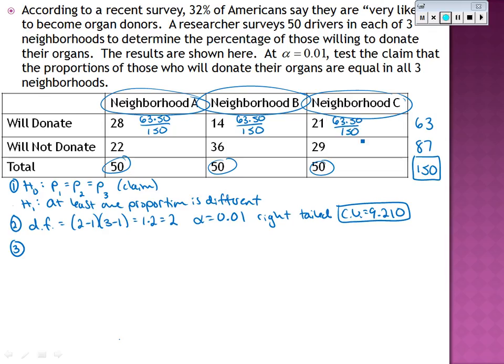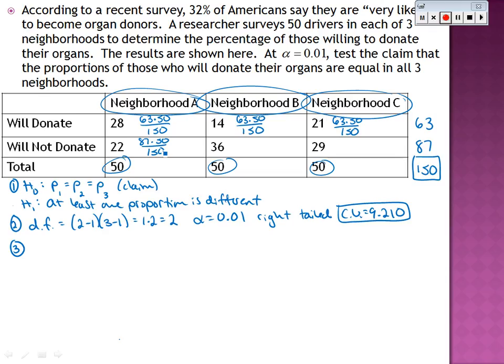Now, if you look at these though, if all your column sums are the same, your expected value for that first row will be the same also. So my expected value for that whole first row is going to be the same. And that will also hold true for the second row. Every time we're going to do 87 times 50 divided by 150.